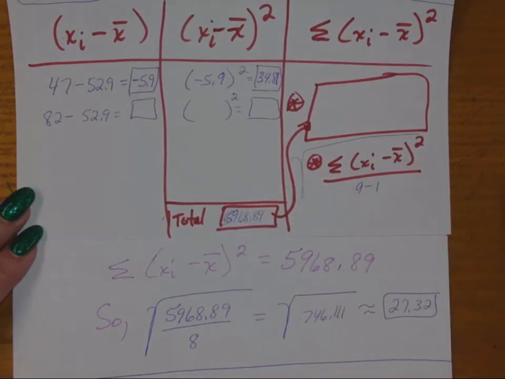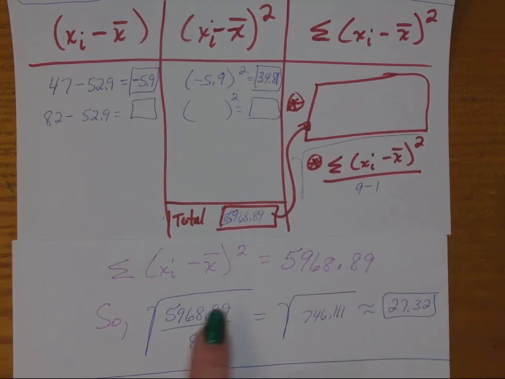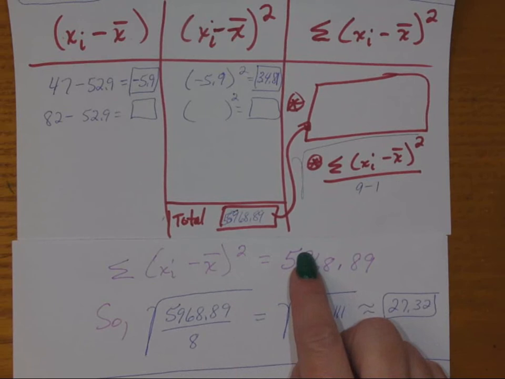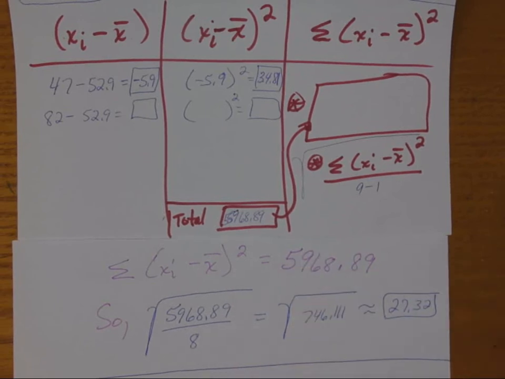Okay, I figured out where Dr. Webster got that, and now I've done the rest of this stuff. You have to do the division step first. If you take the square root of this first and then divide, you are not going to get the right answer. So you have to do the division step first, and then take the square root.